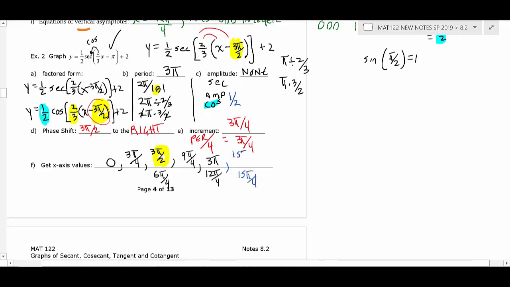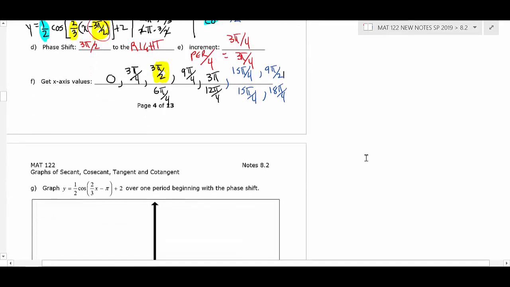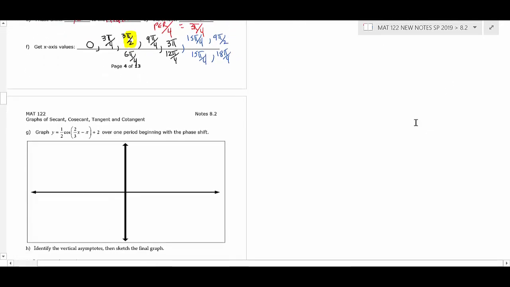I'm going to go out there. And then I'm going to go to 18 pi over 4, which reduces down to 9 pi over 2. Again, I'm just counting by that numerator: 3 pi, 6 pi, 9 pi, 12 pi, 15 pi, 18 pi, and then reducing. What we're going to do on the next page is slide down just a little bit so we can get our graph set up.